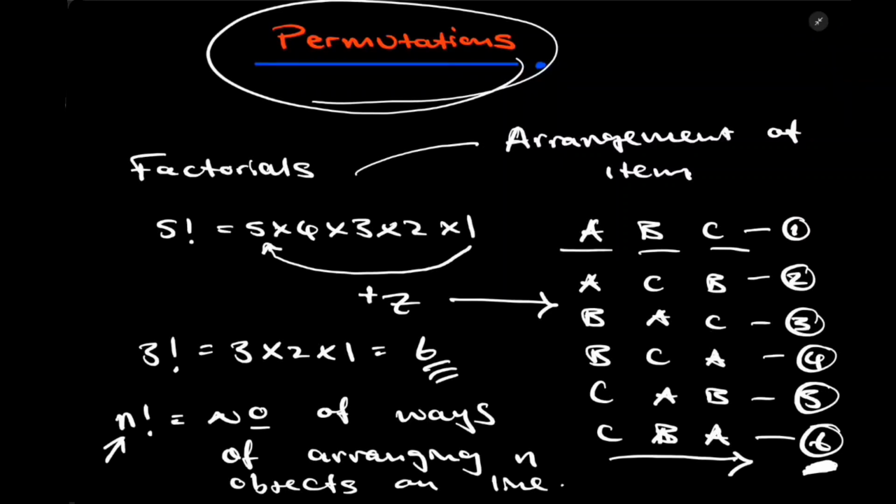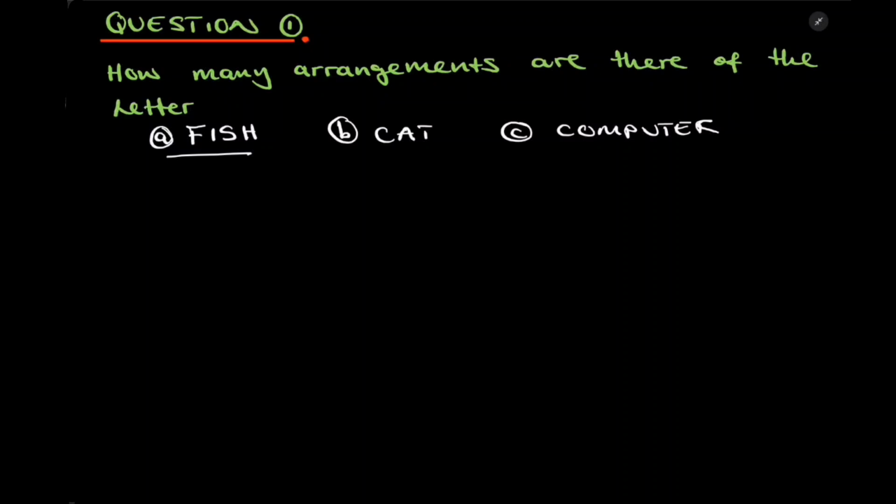Okay, let's start a more practical example and see how to apply factorials. You might be given a question like this one. How many arrangements are there of the letters FISH, which can be read as fish? How many arrangements are there for the letters CAT, which can be read as cat? And how many arrangements of letters are there for the word computer?